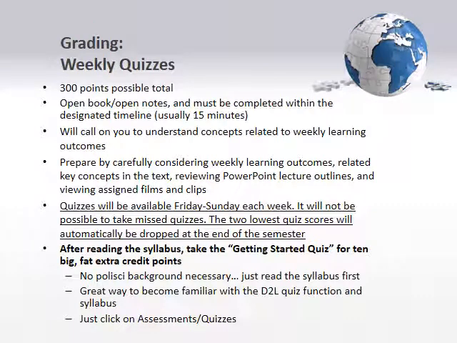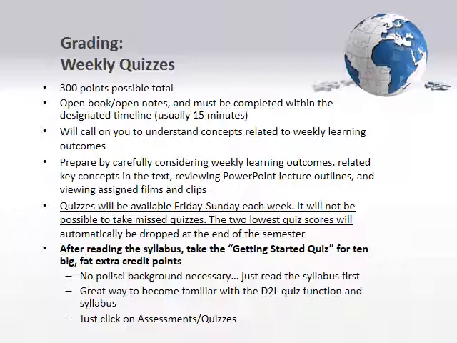Quizzes. Yes, there will be quizzes. We will have weekly quizzes over the course of the term. Each one of these, we'll have 14 of them, so any one of them should not be considered make or break. It's just a way to make sure that you are following along in the reading and that you are building an understanding of concepts related to the weekly learning outcomes.